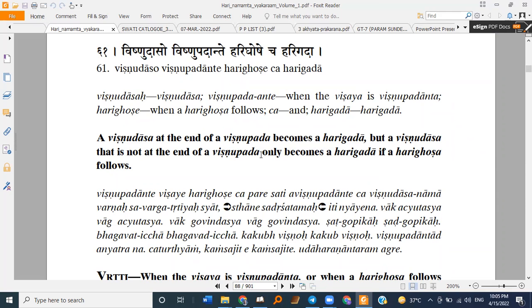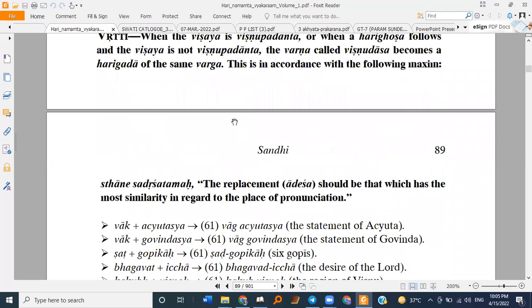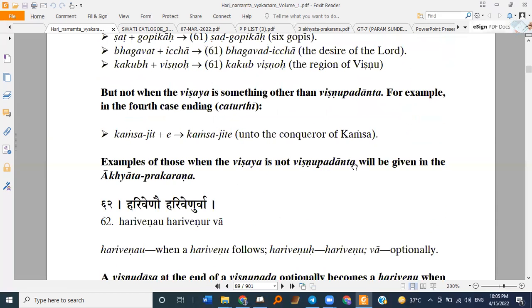But I think, when the Vishaya is Vishnu Padanta, or when a Hari Ghosha follows and the Vishaya is not Vishnu Padanta, the Varna called Vishnu Dasa becomes. Examples of those when the Vishaya is not Vishnu Padanta. So I think this is considered as Vishnu Padanta in this case, because Jiva Goswami himself says Akhyata Prakaranam.